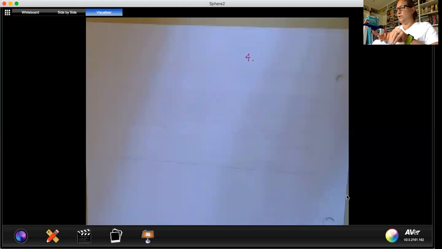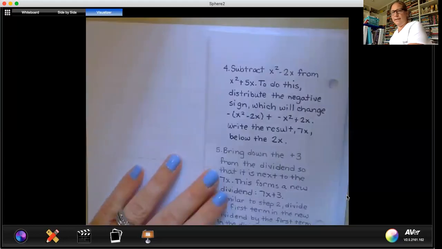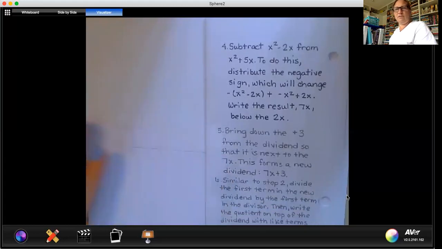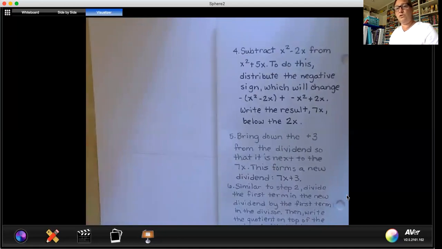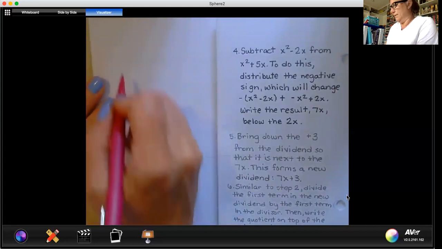So to do step 4, you subtract x squared minus 2x from x squared plus 5x. To do this, you distribute the negative sign, which will change negative x squared minus 2x to negative x squared plus 2x. Write the result, which is 7x, below the 2x. So this is what that looks like.